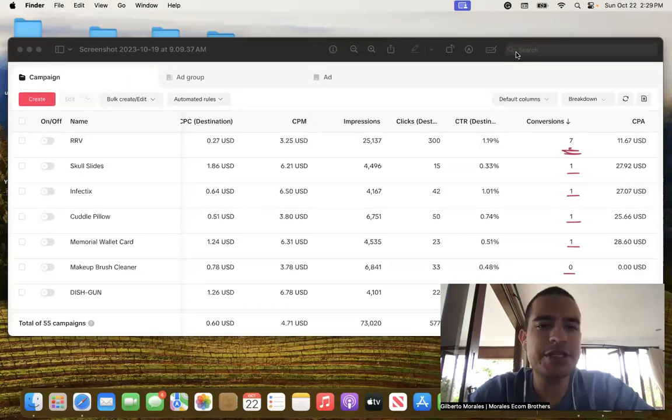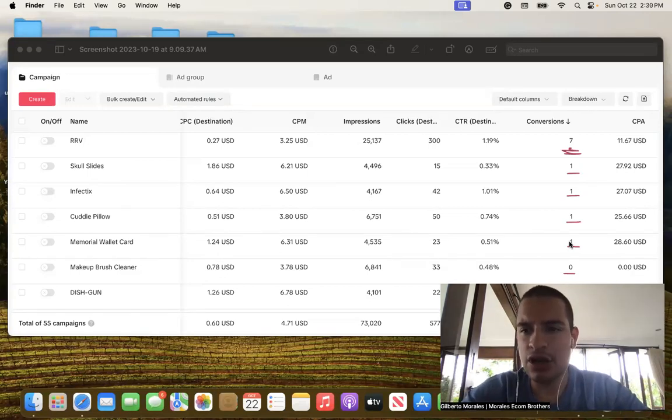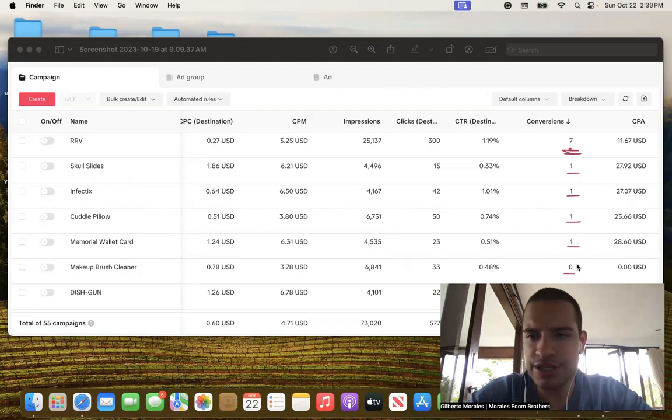So today we're going to speak about the metrics that you need to look for when you start getting sales, because there are certain metrics that are very important in order to optimize your ads. So let's take a look at this screenshot right here. As you can see, some products got 1 sale, others 0 sales, and one got 7 sales.